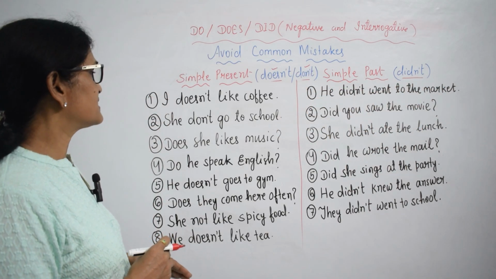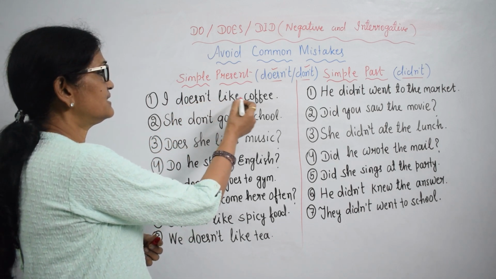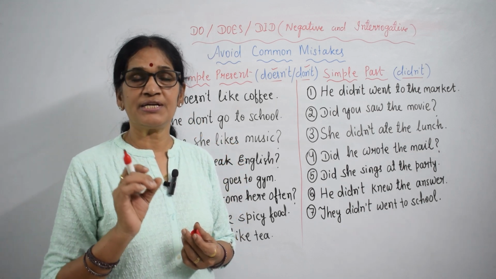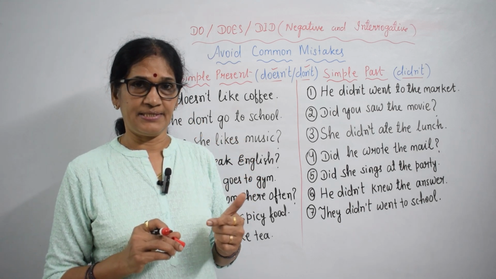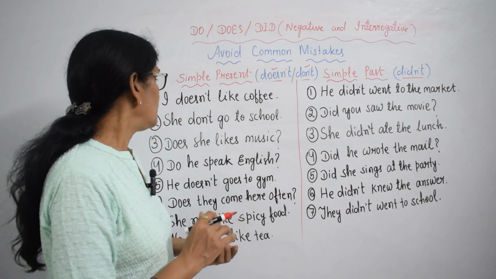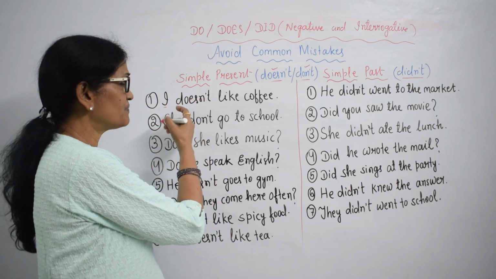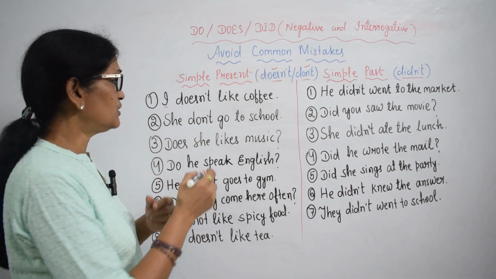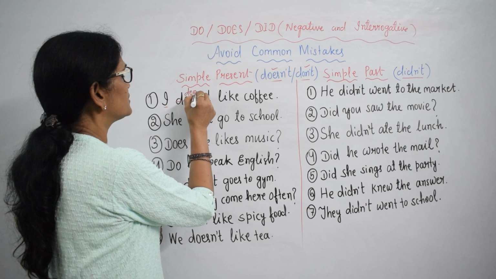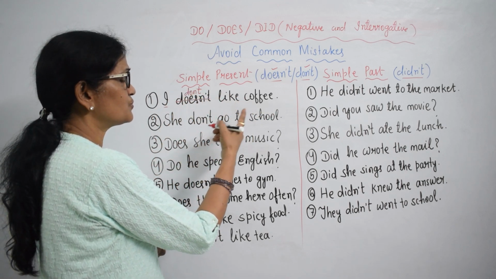So, come to the exercise. "I doesn't like coffee." Right? You remember, does goes with singular subjects: he, she, it. He doesn't, she doesn't, and it doesn't. With first person pronoun, don't, not doesn't. First person pronoun agrees with don't. So instead of doesn't, the correct is don't. I don't like coffee.